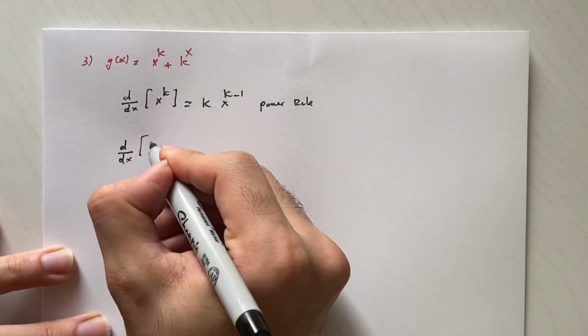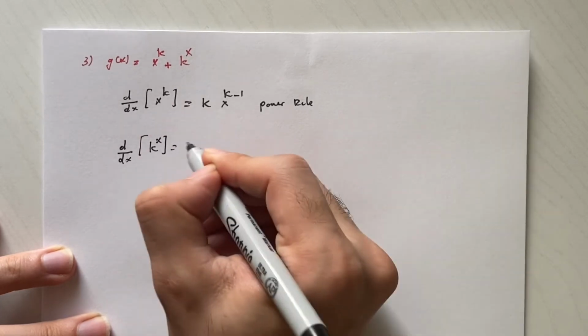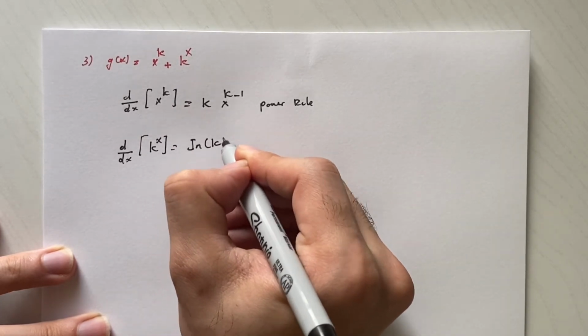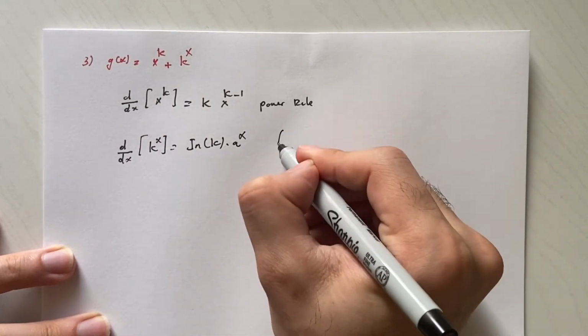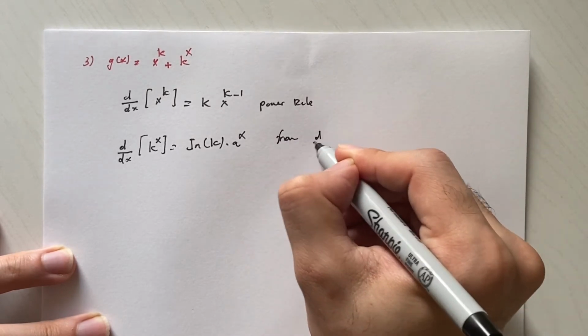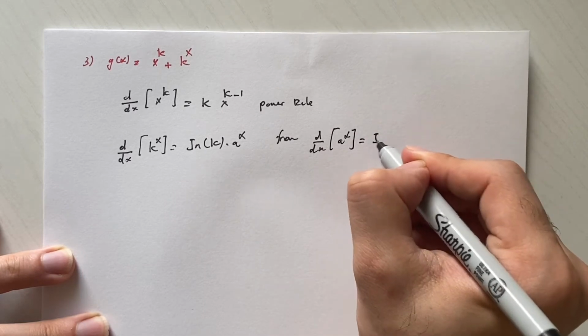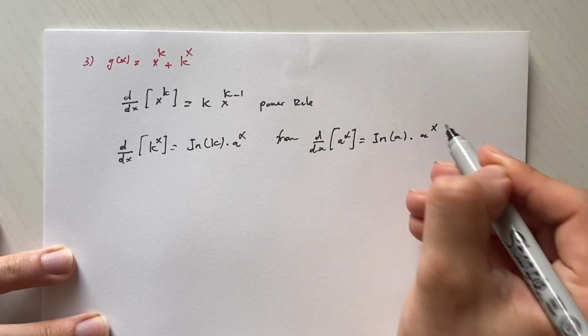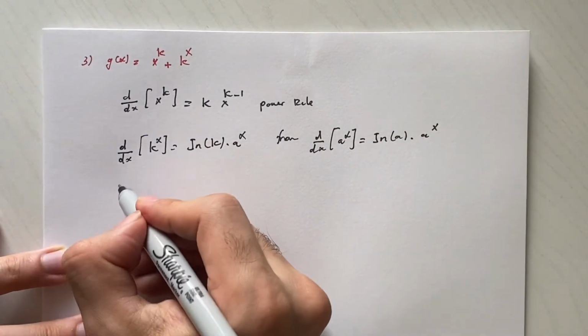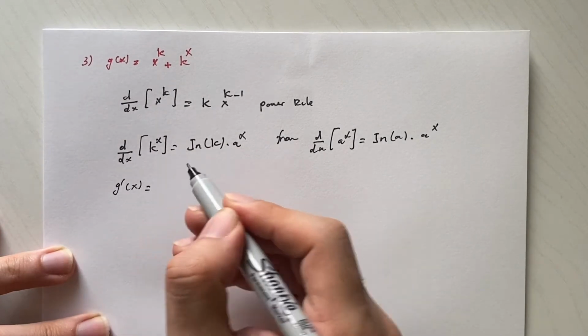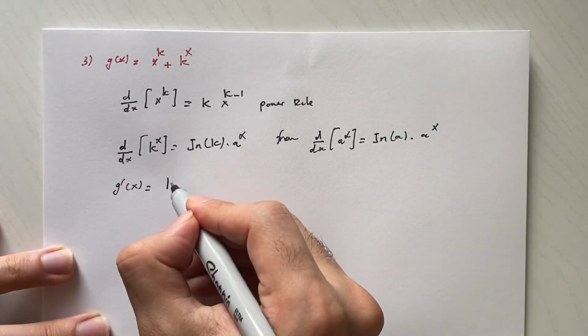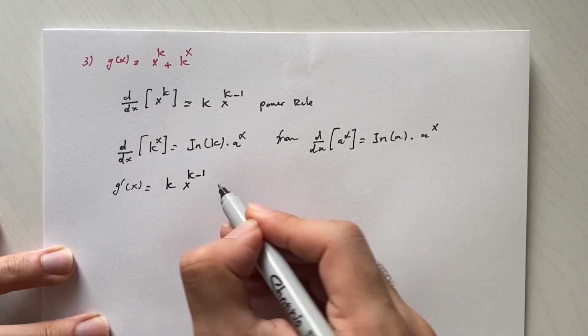This is an exponent. So it's going to be natural log of k multiplied by k to the x, not a to the x. I'm going to fix that very soon. This came from the derivative of a to the x as natural log of a multiplied by a to the x. So now we are ready to take the derivative of g.